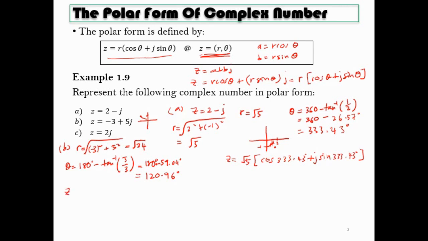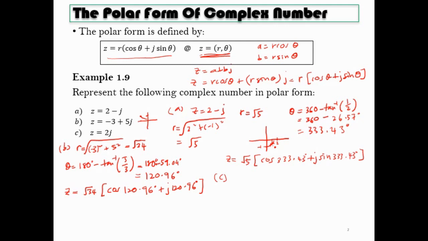So the polar form will be square root 34 multiplied by cos 120.96 plus j sin 120.96 degrees. Okay, how about C?